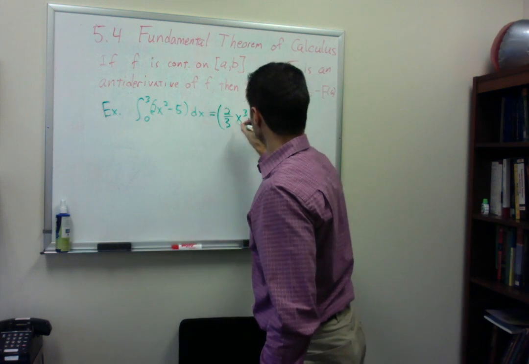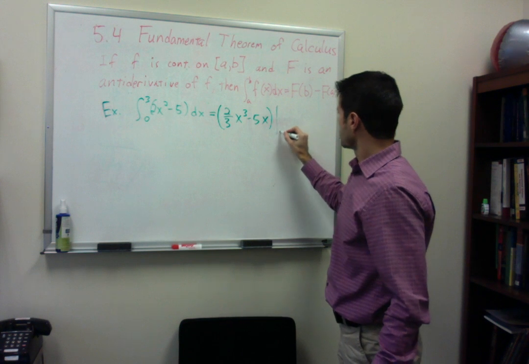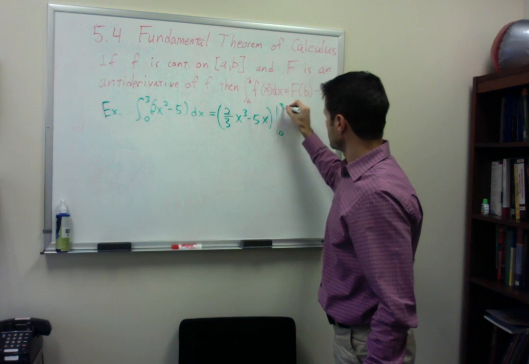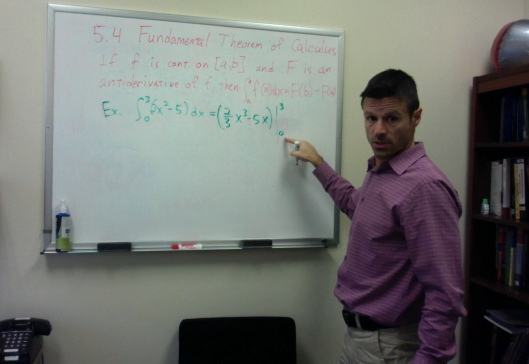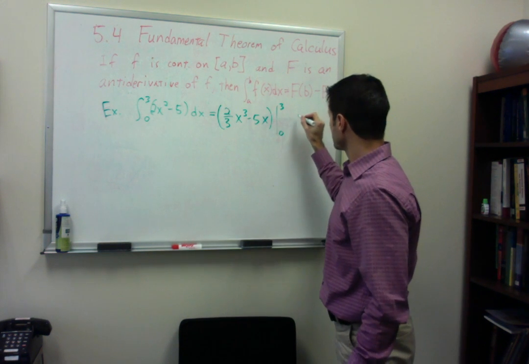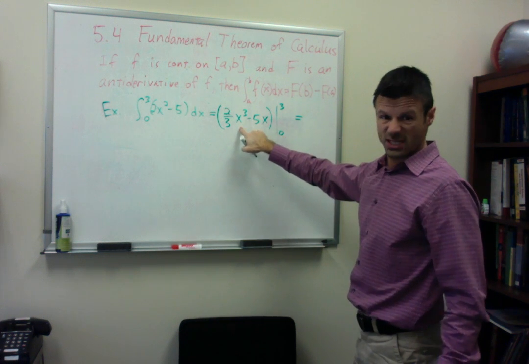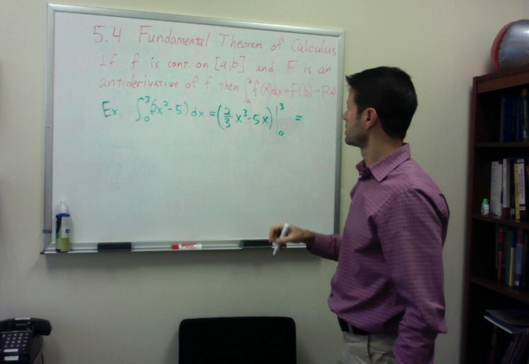So then I'm going to put this in parentheses. I'm going to put this bar here. I'm going to put what are called the limits of integration here and here. So 0 is the lower limit, 3 is the upper limit. And so to evaluate this definite integral, I first plug in 3, that is the capital F of b part.